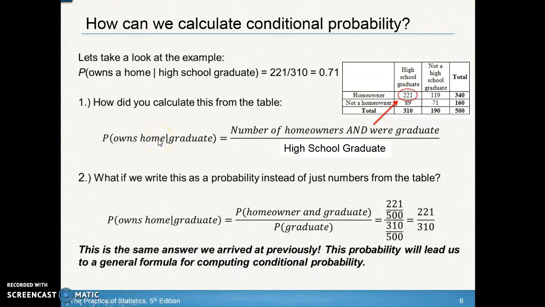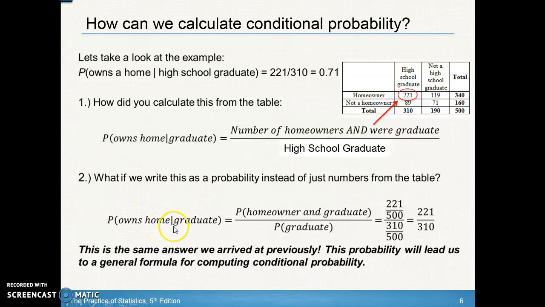What's the probability that they own a home given that they're a graduate? Now, look at your denominator. Your numerator was the probability that they were homeowners and graduates. All right, so that was the intersection. The numerator, the 221, was both of those occurring at the same time. Then the denominator consisted of the fact that they were a high school graduate, just the 310. Now, what if we write this as a probability statement instead of just numbers from the table, 221 out of 310? How could we do that?